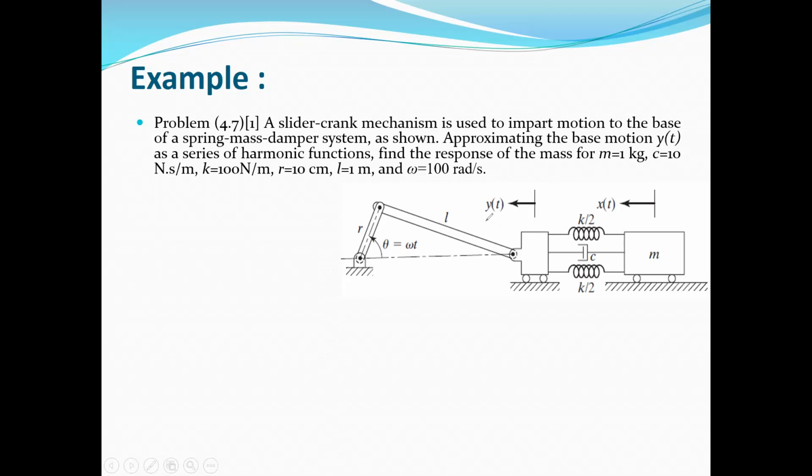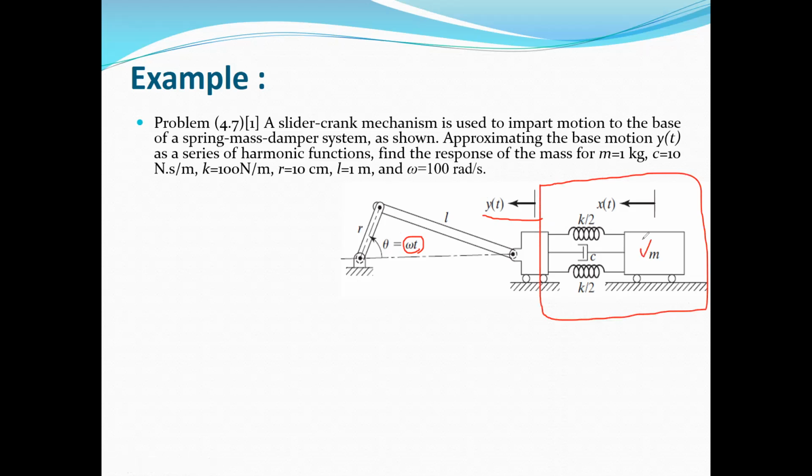As you can see, this is the displacement y(t). Now we can find a relation between this y(t) and this rotation, the angular rotation omega t. Once we find y(t) as a function of omega t, we can extract a harmonic form for the base excitation, and then we can write the equation of motion for this system.